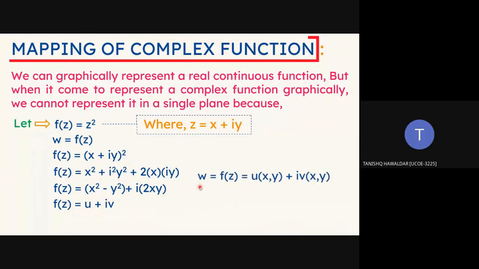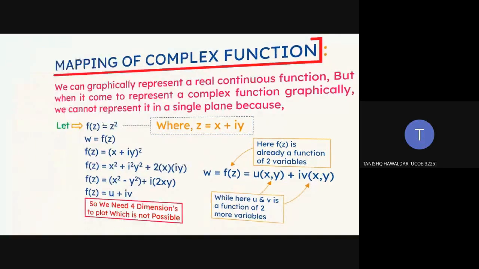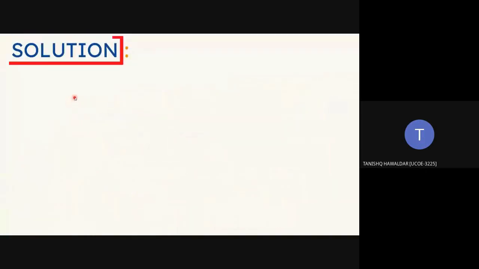Now, w equals f of z equals u, which is a function of x and y, plus iv, which is also a function of x and y. Here f of z is already a function of two variables, with u and v also having two more variables. So we need four dimensions to plot this function, which is not possible. So let's see how we can resolve this problem. Solution.